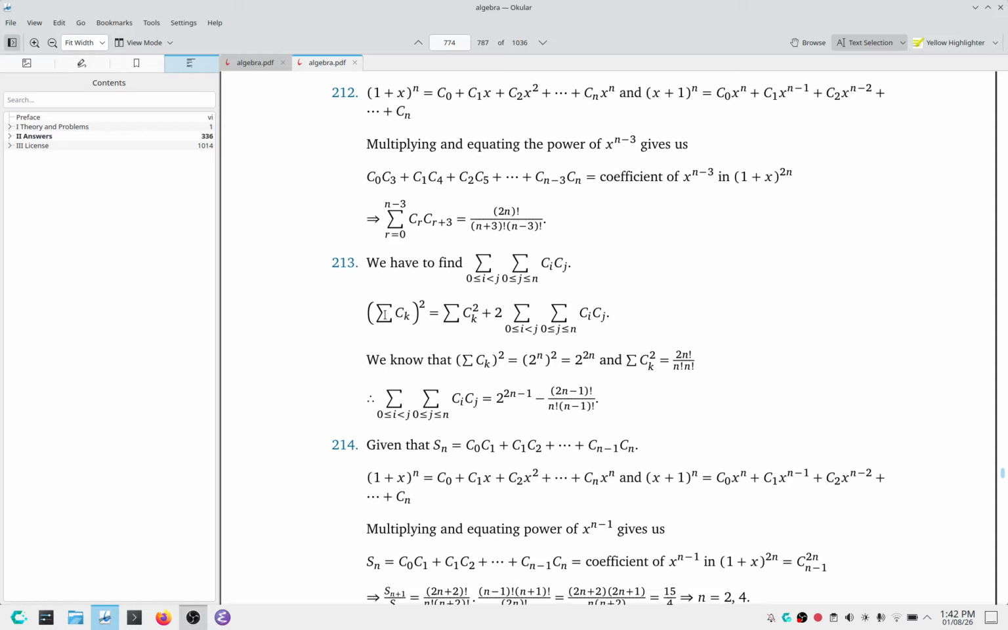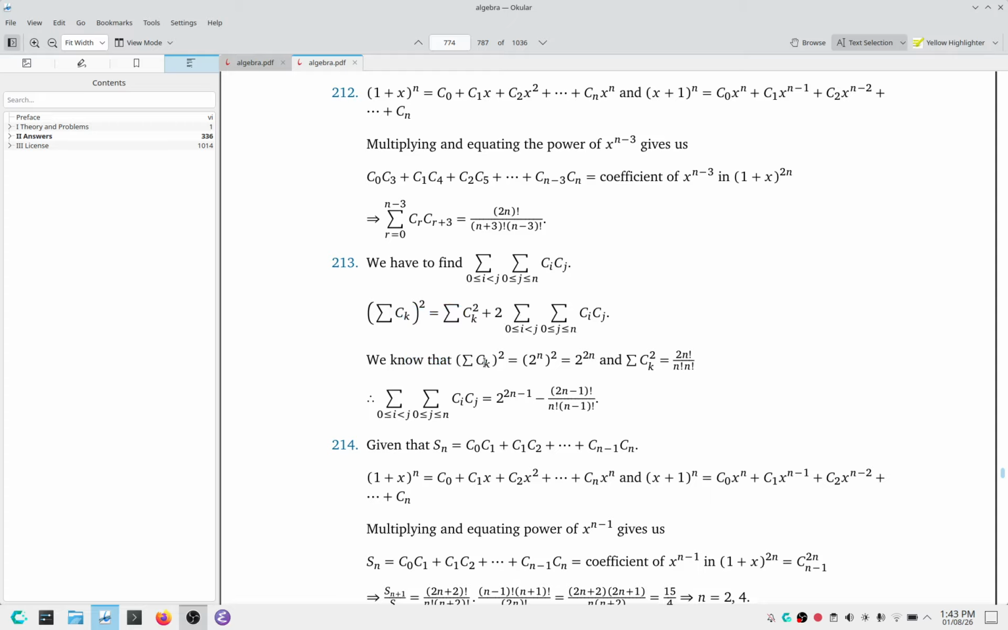And if you do a plus b plus c plus d whole square, then it would be a square plus b square plus c square plus d square plus 2ab plus 2ac plus 2ad plus 2bc plus 2bd plus 2cd. So it is the general form of that equation.